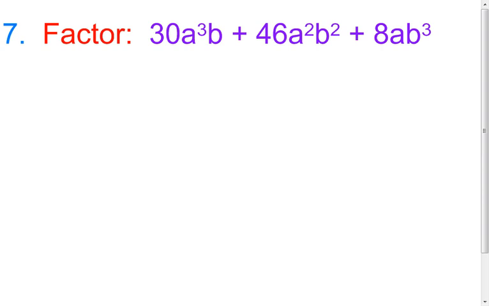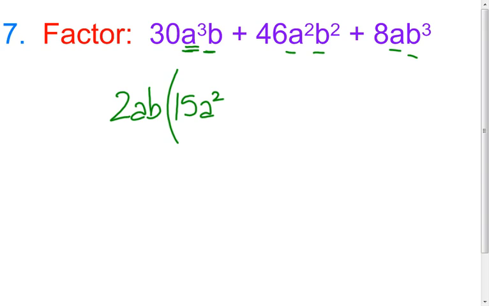Alright, last one here. Again, you want to look at what numbers these are all divisible by. 30, 46, and 8 are all divisible by 2. Each term does have at least an A in it, so I can pull out an A. And each term does have at least a B in it, so I can pull out a B. Okay? Then 2 times 15 gives me 30. I had A cubed, but I pull one out, so now I only have A squared. I had one B, so I pulled it out, so I don't have any B's left.